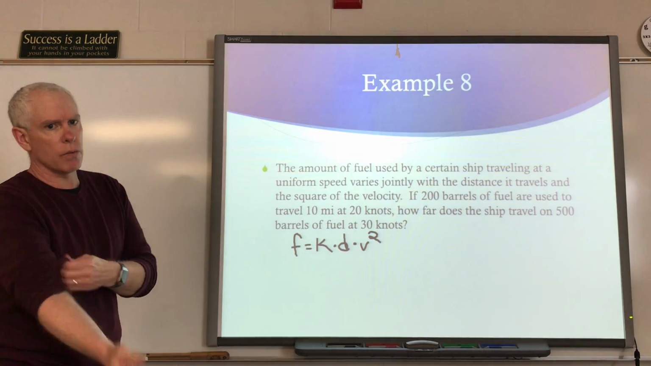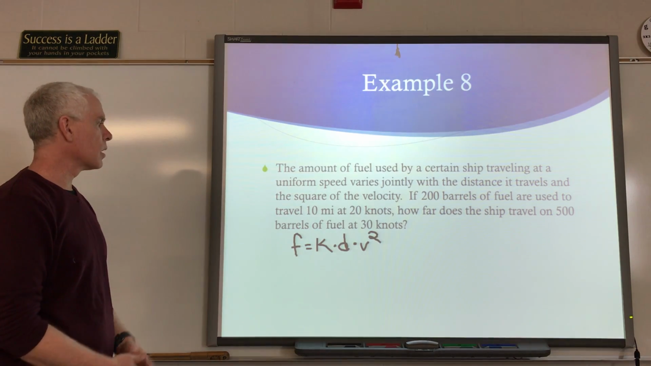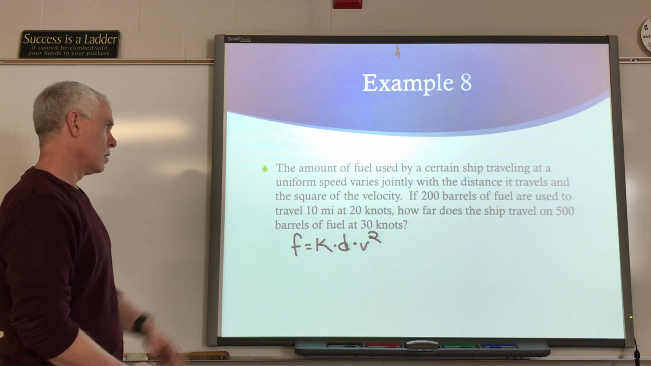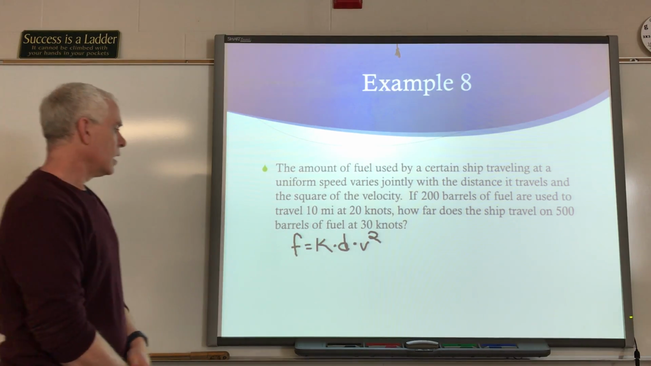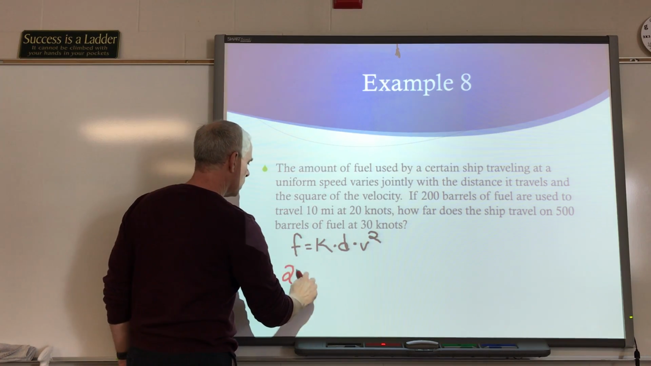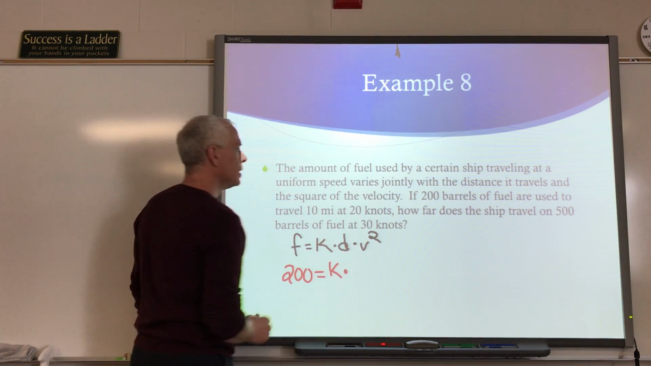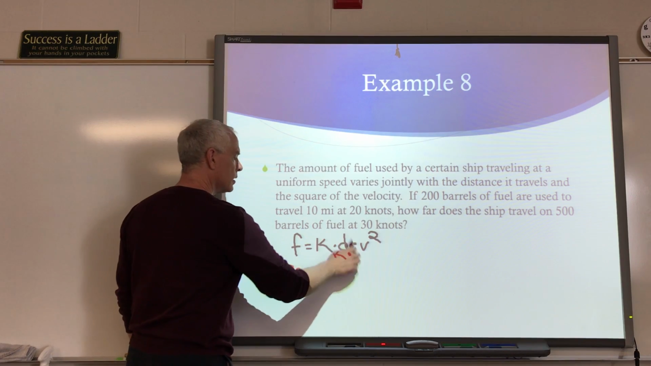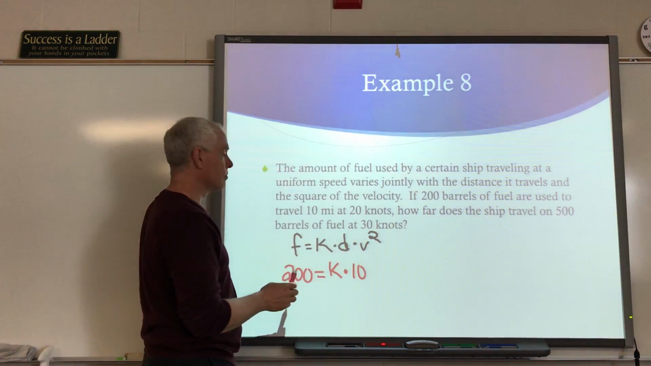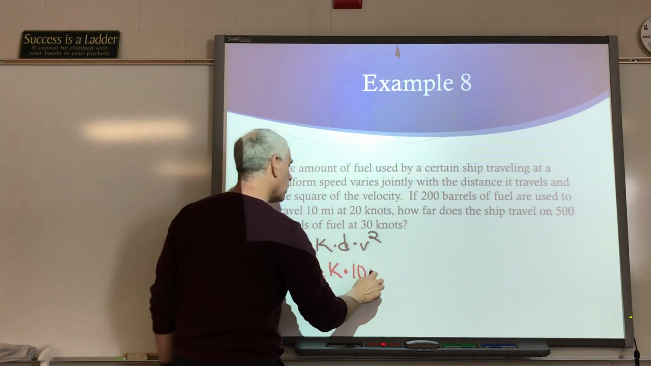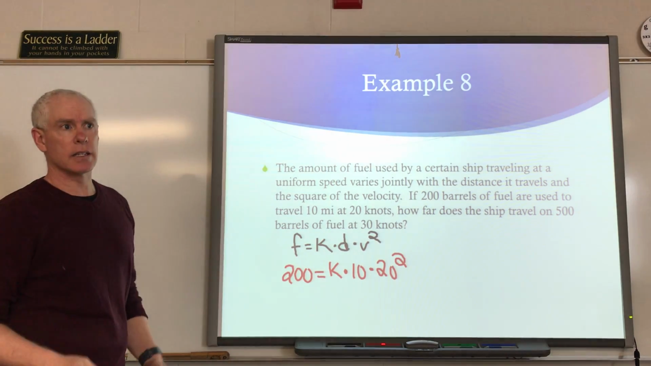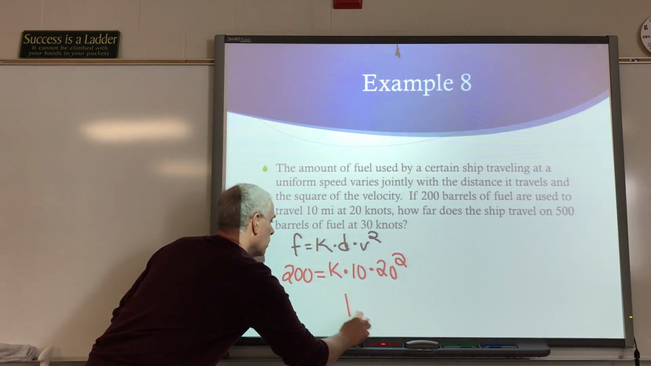So what we need to start with is we have to find K. I'm going to plug in some of the knowns, solve for K, and then use our model to solve the second part of this problem. So if 200 barrels of fuel are used, that's the fuel, that's your 200 here. To travel 10 miles, that's a distance. At 20 knots, nautical miles per hour, that's a velocity. I have everything I need except for K, so I'm going to solve for this now.